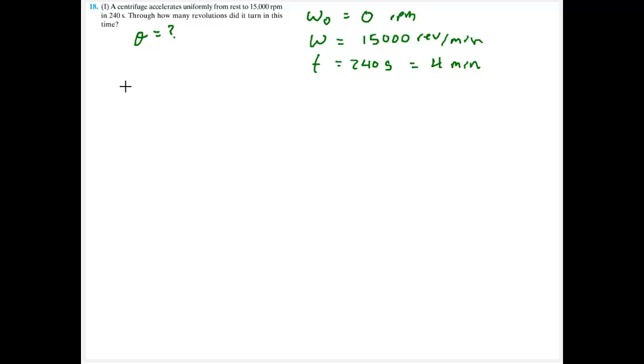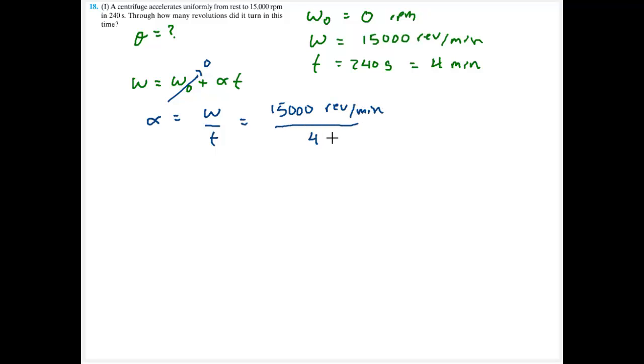First thing I need to do is solve for the acceleration. So I'm going to say that the angular velocity is equal to the initial angular velocity plus the acceleration multiplied by time. I know that the initial velocity goes to 0, so we can see the angular acceleration is going to be the final angular velocity divided by time. So that's going to be 15,000 revolutions per minute divided by 4 minutes. And you can see why I converted that over into minutes now. We're going to have 3750 revolutions per minute squared. So that's the angular acceleration. That's a huge angular acceleration, by the way. Now we want to figure out how many revolutions it went through.